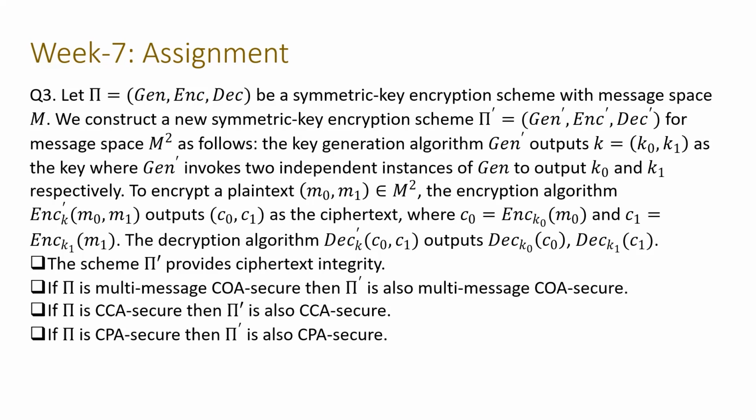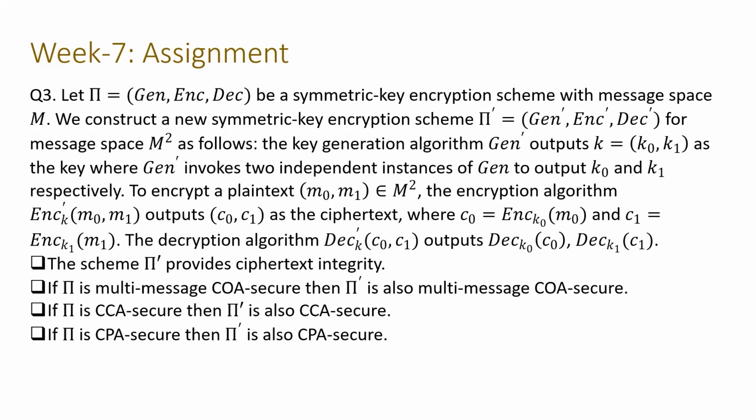If it outputs M1, then it knows that the challenge ciphertext actually encrypts M1, otherwise it encrypts M1 dash, right? So using this decryption oracle service, the adversary is able to determine whether it is seeing the encryption of the first message or the second message. So that's why we can say that pi dash is not CCA secure even if pi is CCA secure.